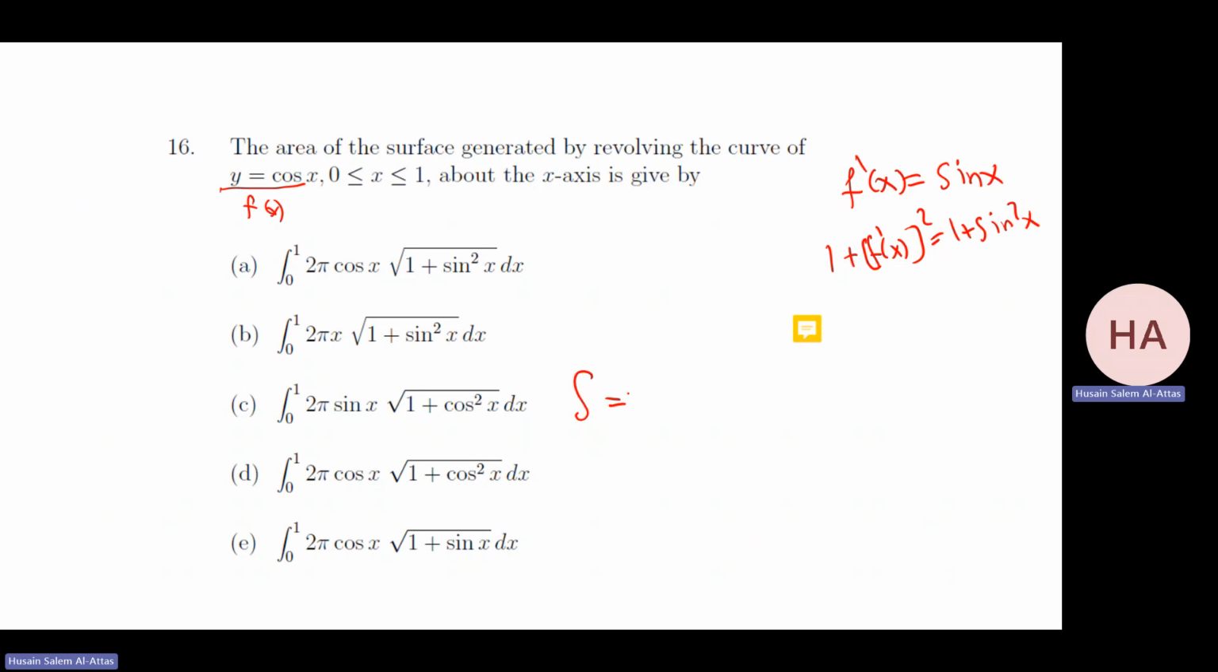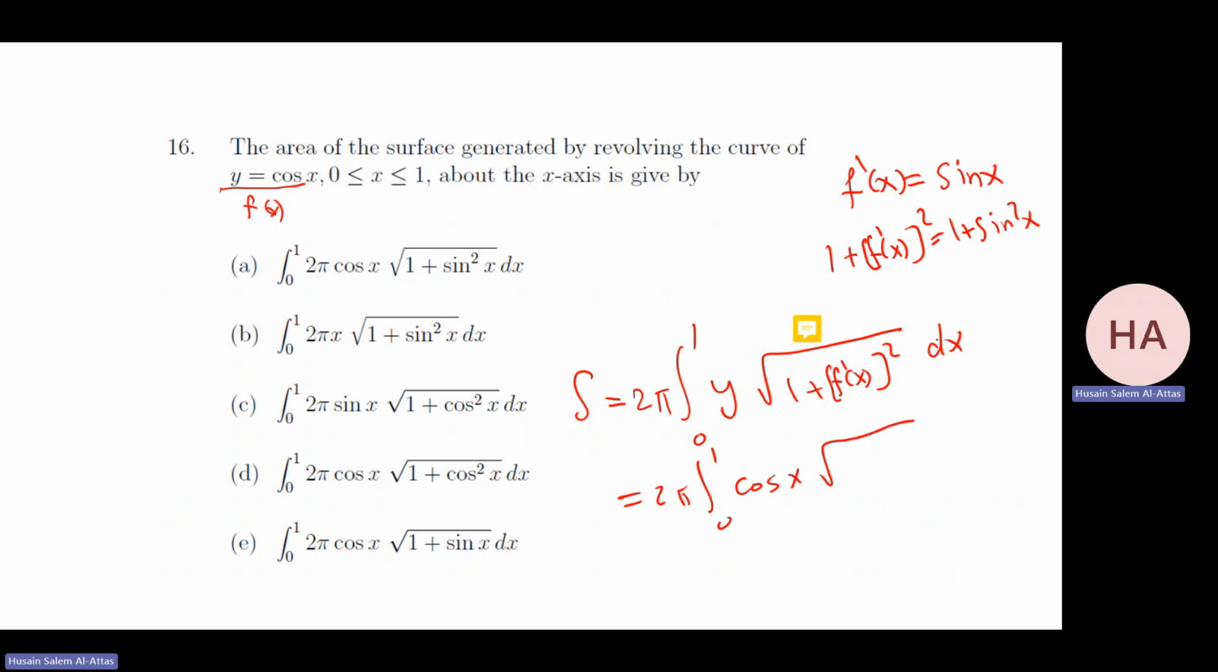So that s will be 2 pi from 0 to 1 y square root 1 plus f prime of x squared dx. That will be 2 pi from 0 to 1. What is y? Cosine x square root 1 plus sine square x dx. That's it, which is this one.